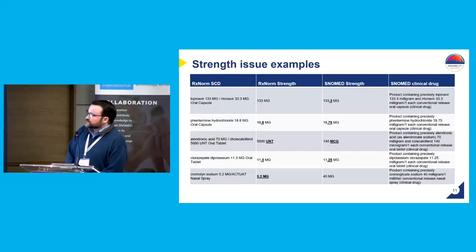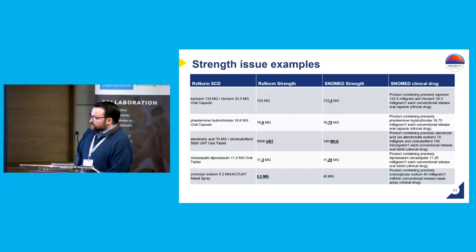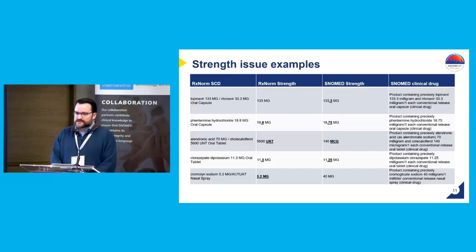Strength issue examples. These are minute. There's very few of them. We have different units and we have different values. These can be considered rounding mistakes or editorial policies.